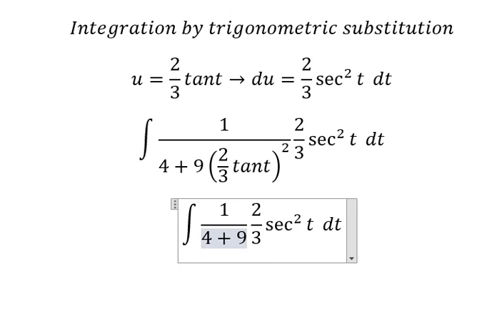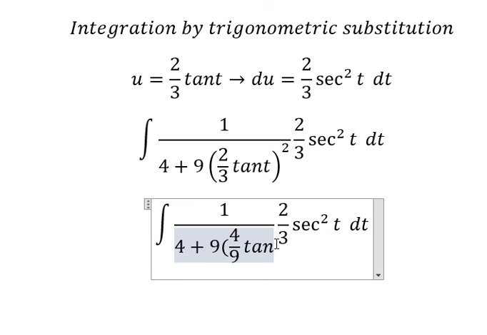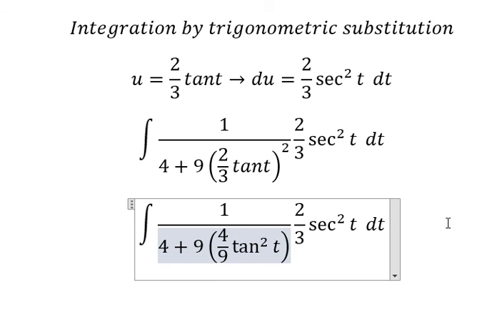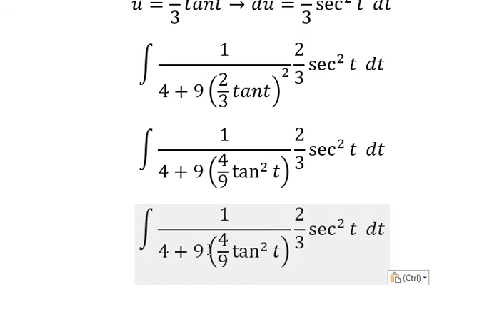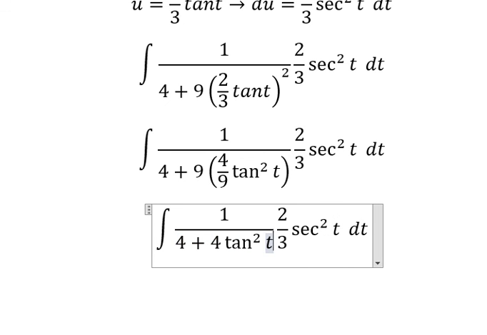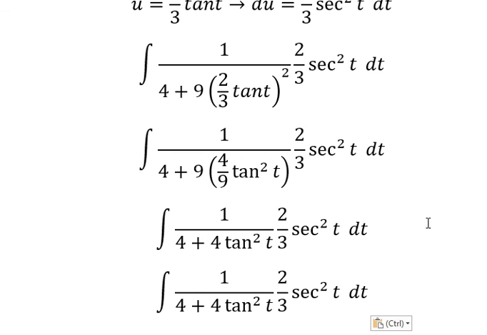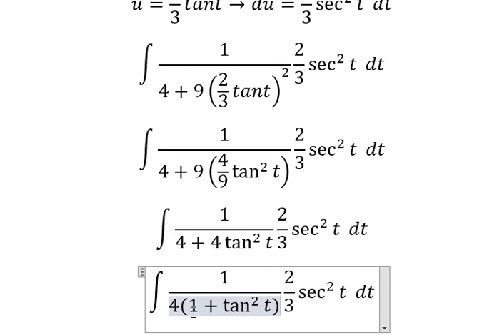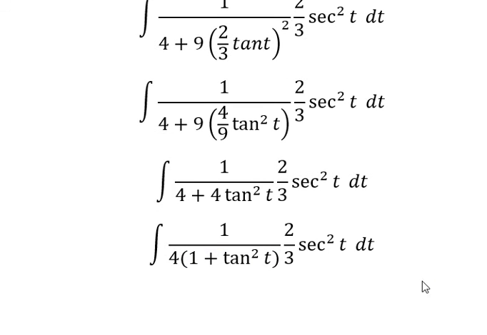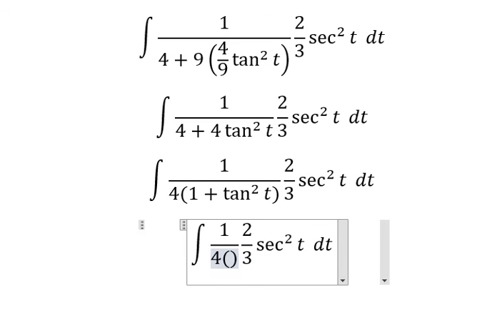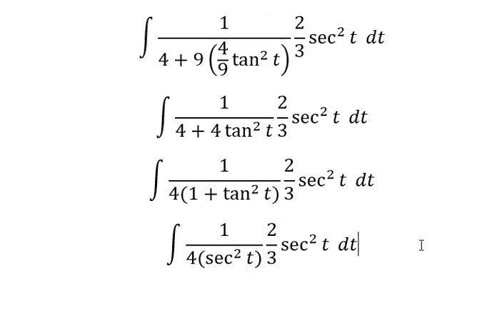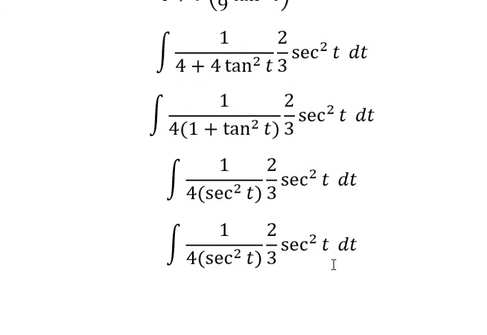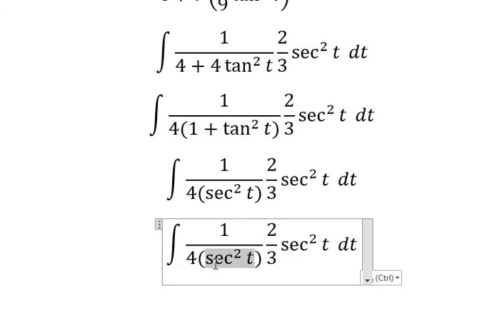So this one we have 4 over 9 tan t squared. Number 9, we cancel. Number 4, we can do factorization. So this one we have secant of t squared, and later we need to simplify on the numerator and denominator.